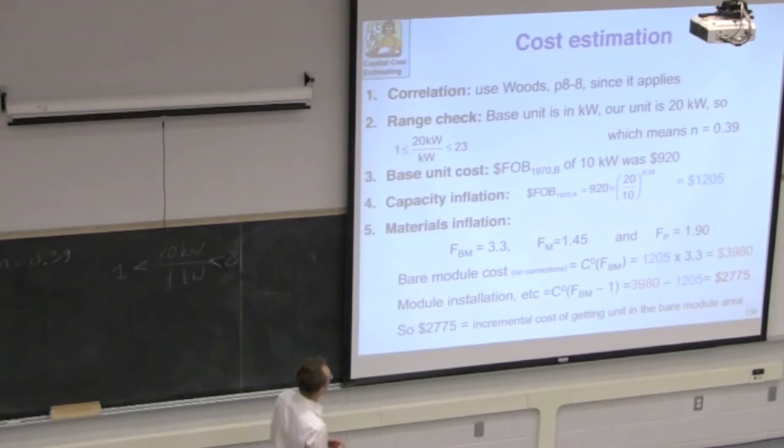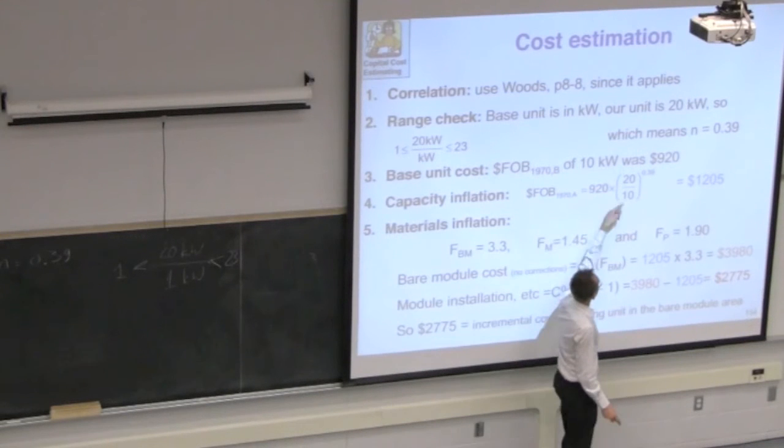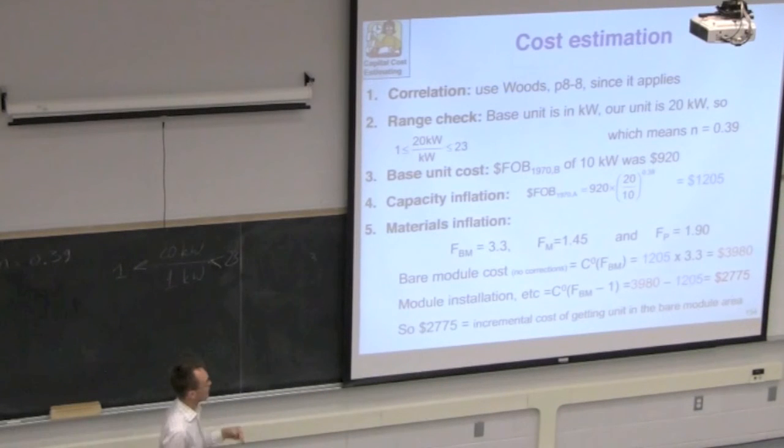So to estimate our unit, what we first do is read off the base unit's cost. Remember, the procedure in step 3 is read off the base unit's cost in the given year. So in 1970, that unit for 10 kilowatts would have cost $920. So our unit, if we're inflating for capacity, would cost (20/10)^0.39 multiplied by the base unit's cost. So our starting point for the rest of the calculations is $1,205.